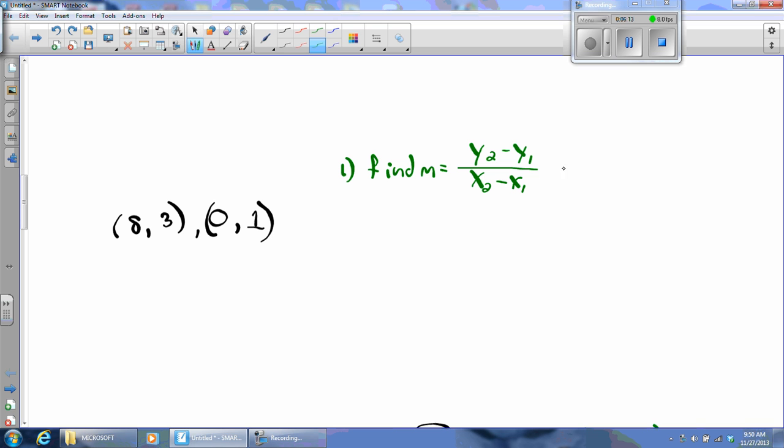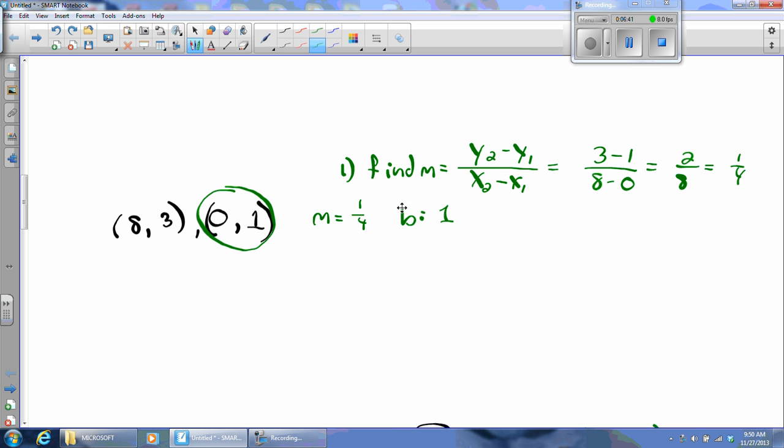And the y's rise to the top. So I'm going to do 3 minus 1, and I'm going to do 8 minus 0. Well, 3 minus 1 is 2, 8 minus 0 is 8, and simplified is 1/4. That means my slope must equal 1/4. Now I need the y-intercept, but if you were paying attention just a few minutes ago, you notice you have the y-intercept right here. It's 1. B is 1. So my equation would be y equals 1/4 x plus 1.